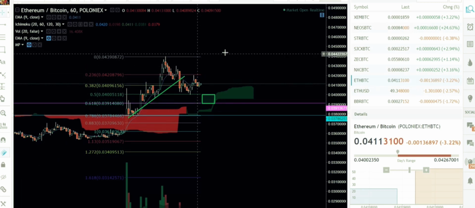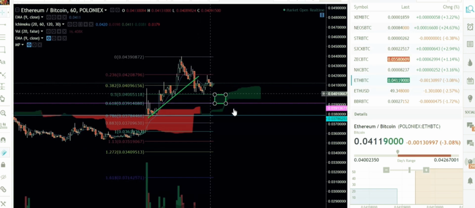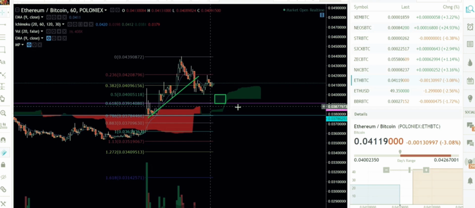For instance, if this thing falls below the hourly cloud here, then we want to get out of Ethereum. If it falls below the hourly cloud, we want to get out of it and reassess it to enter again later, because it will probably go down more on the bigger time frames if we break this hourly cloud.